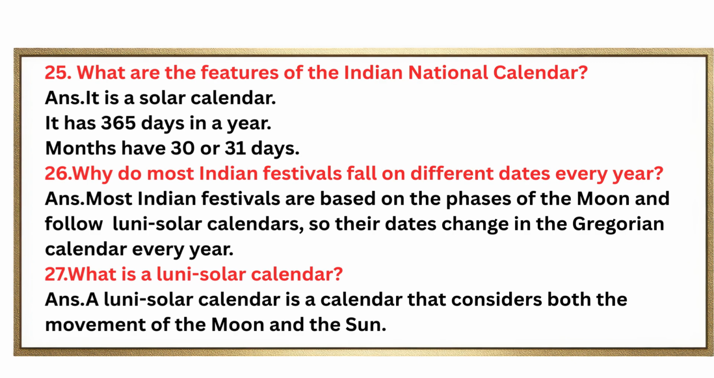Question number 25. What are features of the Indian national calendar? Answer. It is a solar calendar. It has 365 days in a year. Months have 30 or 31 days.